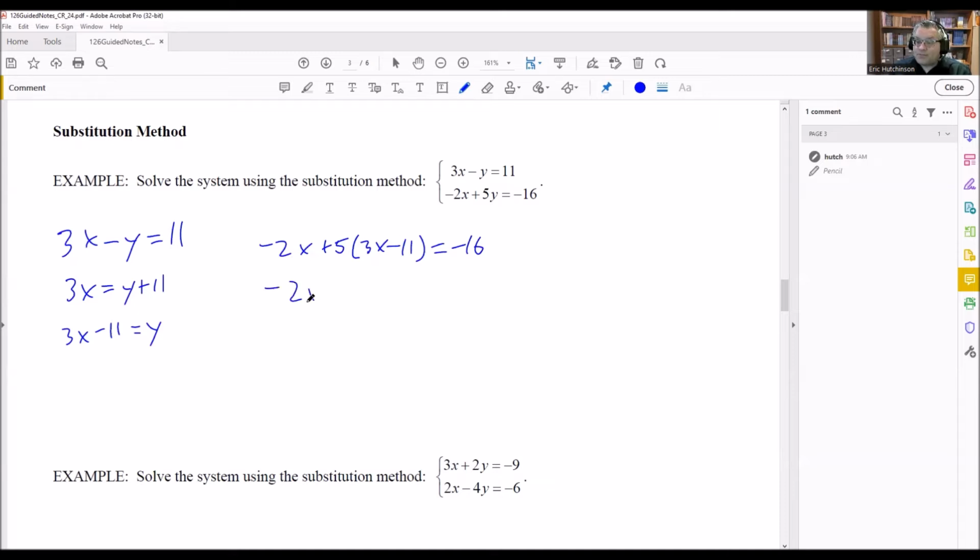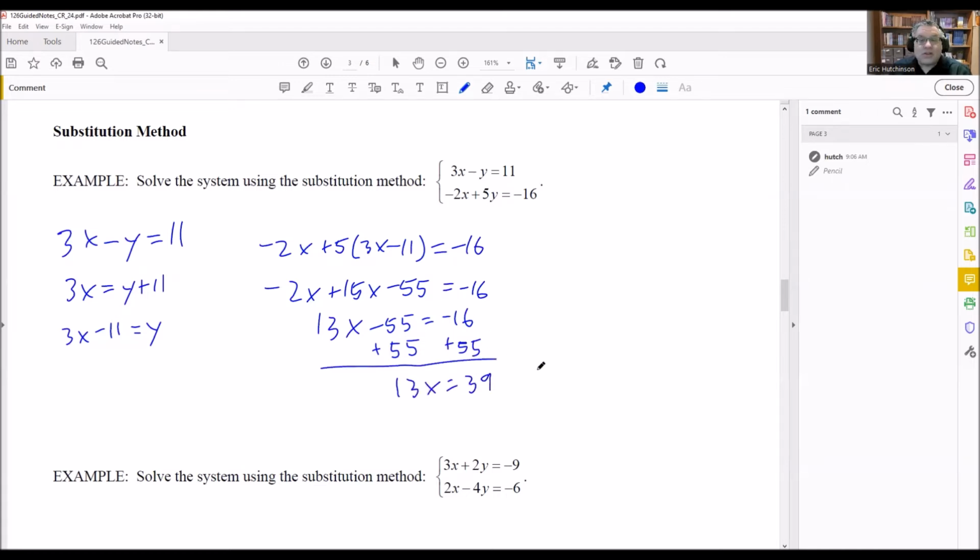Now we're going to solve this. So we get 15x minus 55. We have to multiply out, distribute the parentheses there, and then we're going to simplify this. This is 13x minus 55 equals negative 16. And then we're going to add 55 to both sides, and we get 13x equals 39. You can divide both sides by 13, and we get our first answer, x is equal to 3.